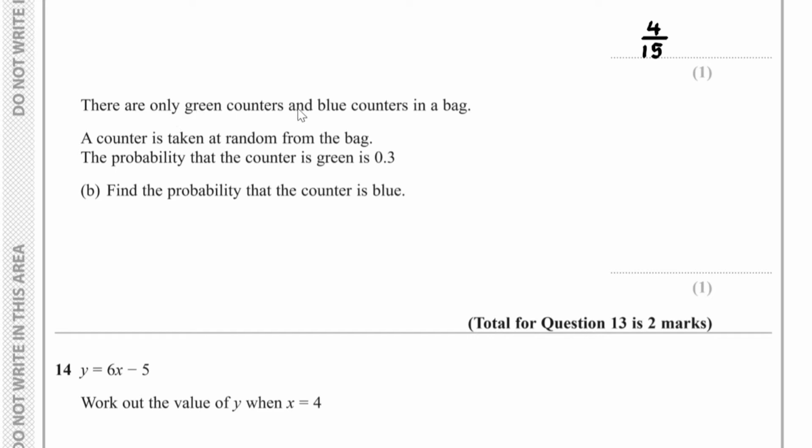Now there are only green counters and blue counters in a bag. A counter is taken at random from the bag. The probability that the counter is green is 0.3. We have to find the probability that the counter is blue. Well, we know that probability adds up to 1. So the probability that it's blue is equal to 1 minus the probability that it's green. 1 minus 0.3 is 0.7. So the probability that it's blue is 0.7.